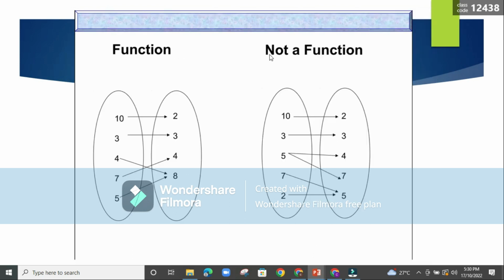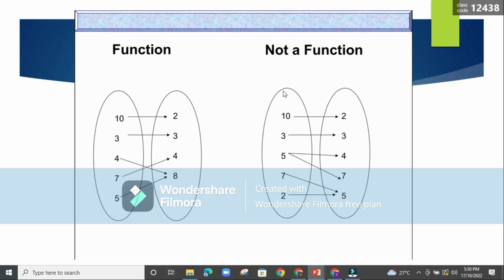Okay, let's proceed. How about this mapping? Is it a function or not a function? Now let's take a look at an example of a function through mapping. So you have 10, 2, 3, 3, 4, 8, 7, 4, 5, 8. What have you noticed with the x ordered pairs, or the domain? It doesn't repeat. Remember, the first oval consists of the values in your domain, and each value is written once even if it's repeating.